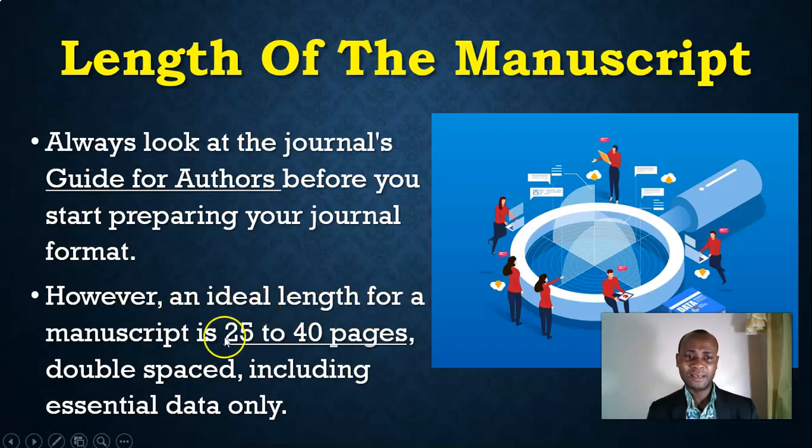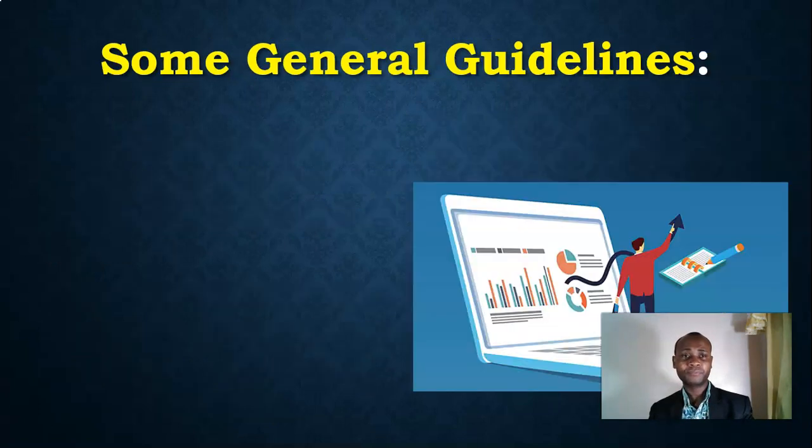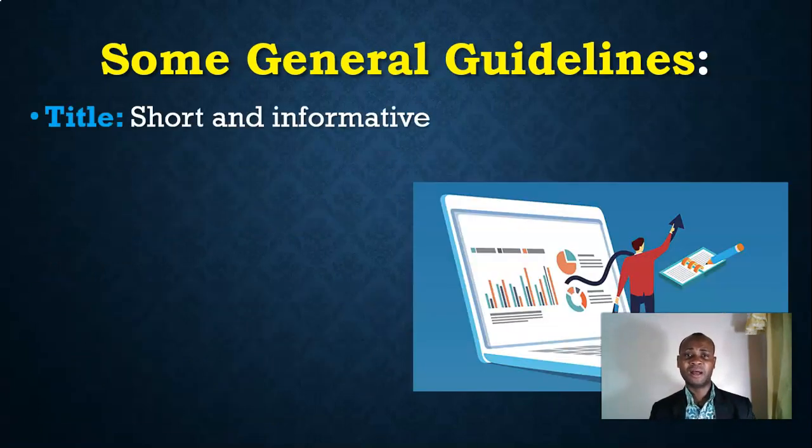However, an ideal length for the manuscript is usually around 25 to 40 pages, double spaced, including essential data only. Usually if it's single spaced or 1.5 spaced, it's between 15 to 20 pages most of the time. So these are some general guidelines.